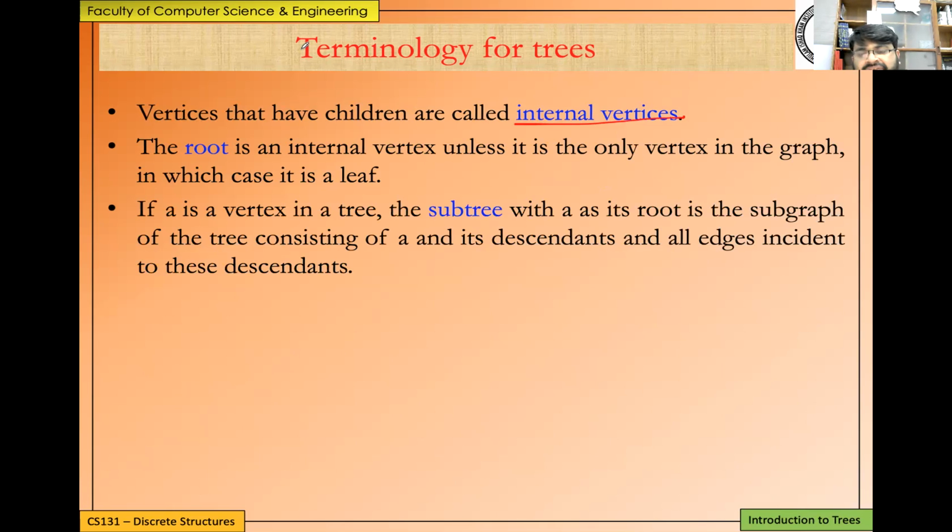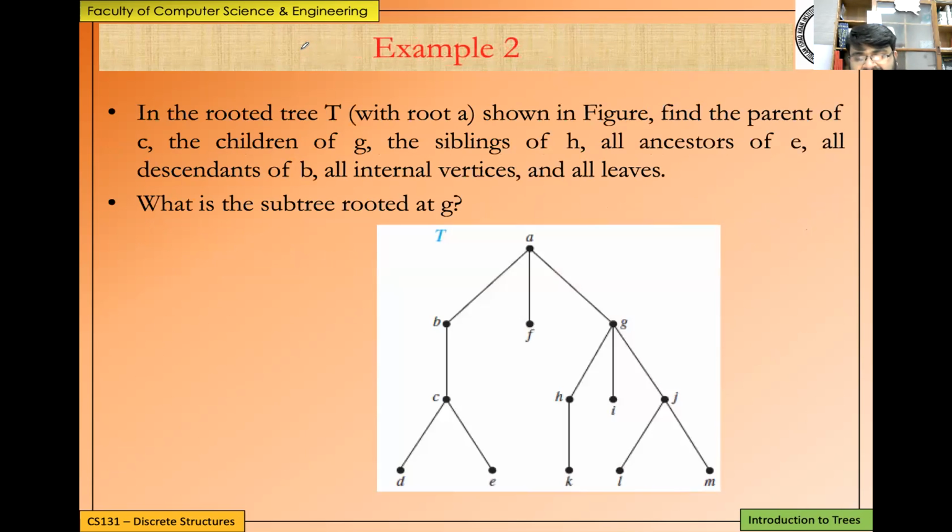Let's suppose that A is a vertex in a tree. The subtree with A as its root is the subgraph of the tree consisting of A and its descendants and all edges incident to those descendants. So the subtree is going to consist of A at its root and the whole descendants, including A and all its descendants and all edges that are incident to these descendants. If you take that part, that is what we call a subtree, right? It is a subgraph, a portion of the graph that has A at its root.